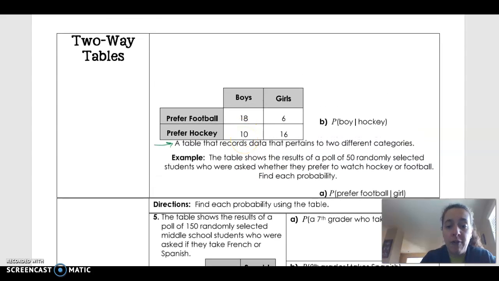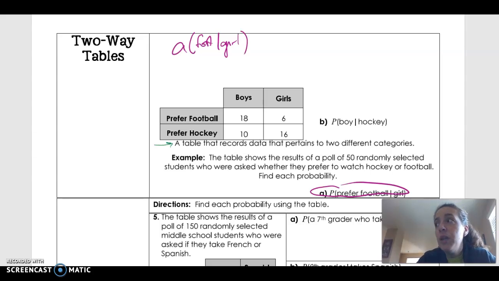So let's look at A first, which is down here. In A, we're looking at the probability that they prefer football, given, right? Remember, that's what that line means, that that is a girl. So here's how I can figure it out. I can literally just use my two-way table. I see prefer football and girls. That would fall into this category.